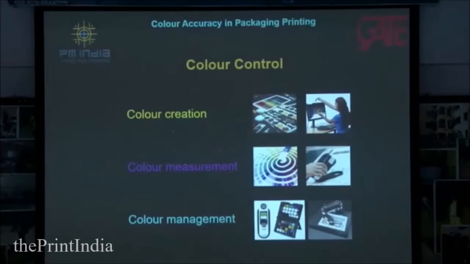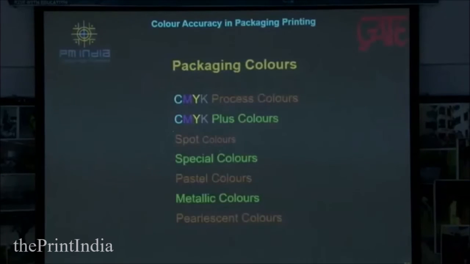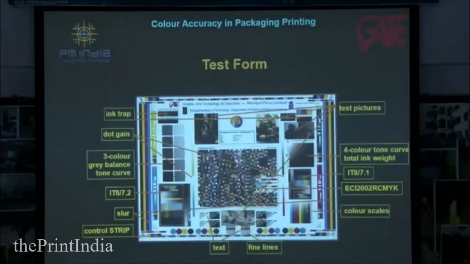Okay, so we have color in 3 stages: color creation, color measurement, and color management. Okay, these 3 must be followed in a systematic way. So in packaging colors, we use CMYK, or we use CMYK plus additional colors. Sometimes we have just spot colors. Sometimes there are some very special colors. Then pastel colors, metallic colors, pearlescent colors. These are all variety of colors we use. So there it becomes more complicated.